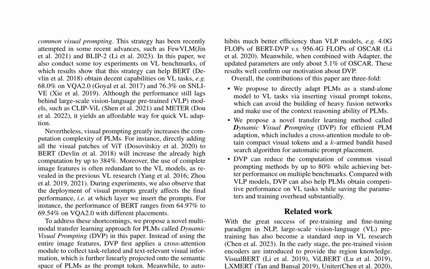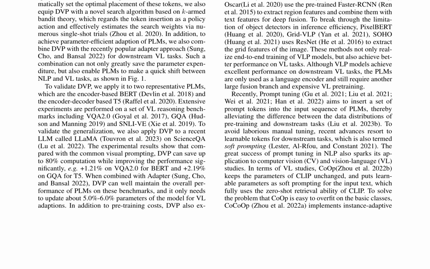A K-armed bandit-based search algorithm is used to automatically set the optimal placement of these tokens. The authors also combine DVP with the adapter approach to achieve parameter-efficient adaptation of PLMs for downstream VL tasks. Experimental results show that DVP can save up to 80% computation while improving performance significantly, outperforming common visual prompting methods. When combined with the adapter approach, DVP can maintain overall performance on VL benchmarks while only updating about 5.0%–6.0% of the model parameters.